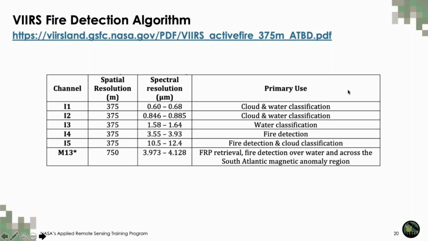So as you can note here, one thing is that VIIRS has two fire channels. One is at 375 meter, the channel I4, 3.55 to 3.93 micrometer, and then the M13 band, which is at 750 meter resolution, which has a 3.9 to 4.1 micrometer range. So these two bands are simultaneously used to get active fire data at both resolutions. Of course, because of the higher resolution of 375 meter, it produces more fires compared to 750 meter resolution.